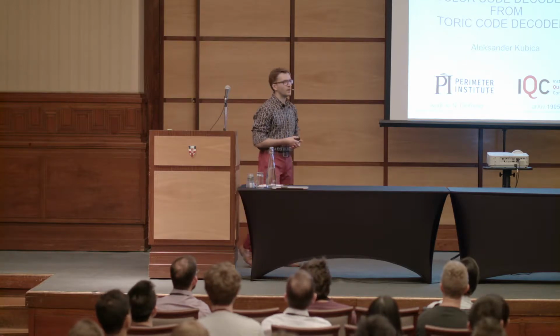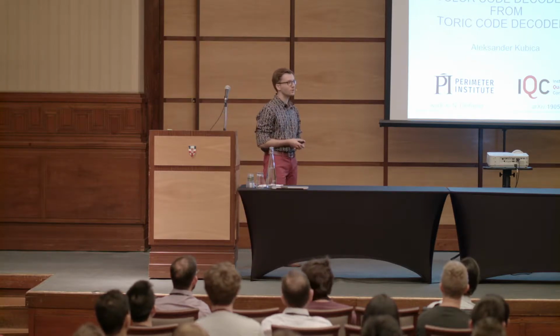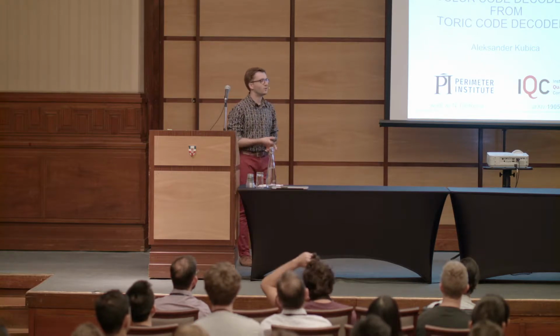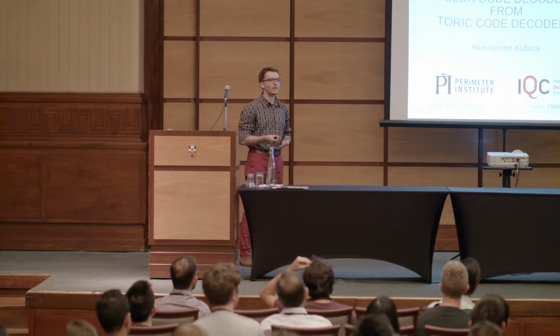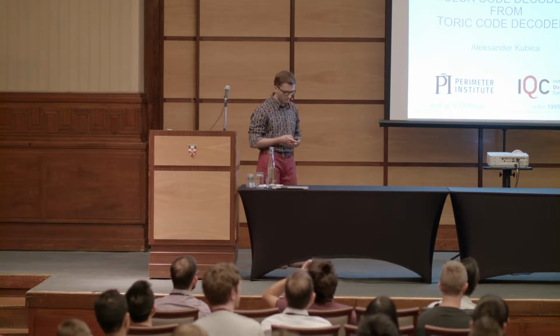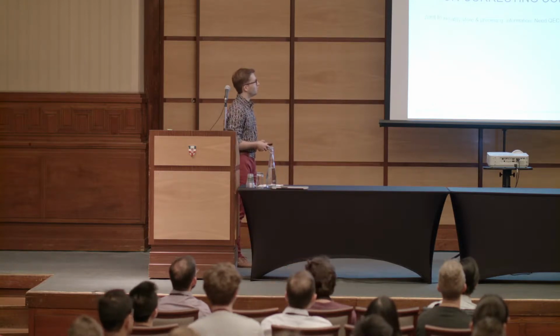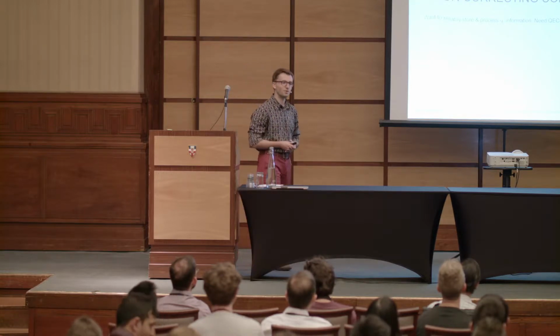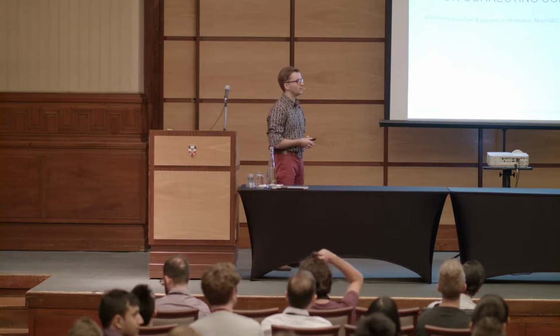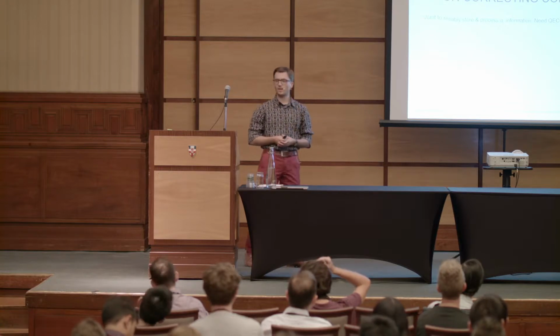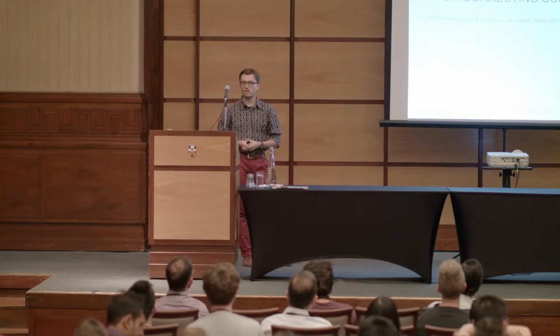And the project is about how to use toric-code decoders to decode the color code. So I'll present sort of a plug-and-play construction. So let's get started. We want to do some quantum computing, and we know that there will always be some noise when we run our quantum computer.